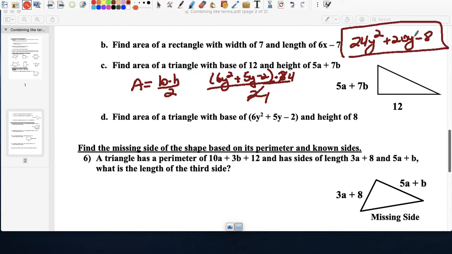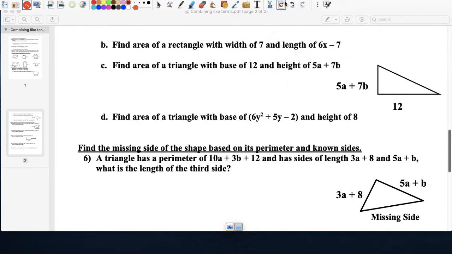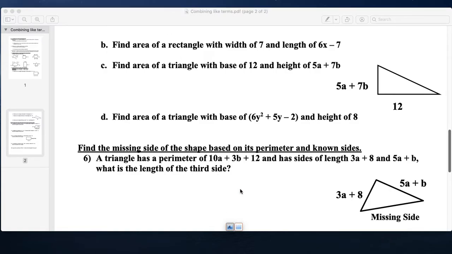Now again, did we have to multiply? I don't know if anybody's thinking of that right now. Could I have just left it as 4 times 6y squared plus 5y minus 2? I guess you could have, but let's work on that one. And we have a couple more.